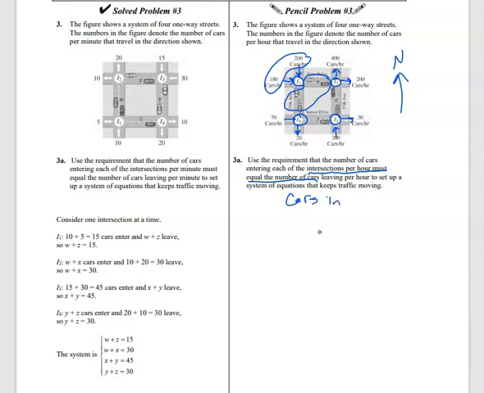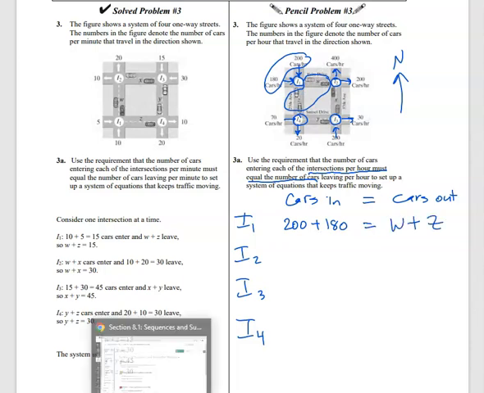I'll even just write that. Cars in equals cars out. And I'm going to do this for intersection 1, 2, 3, and 4. And so we'll come up with how many cars are coming in to intersection 1. There's 180 cars per hour coming in from the west, 200 cars per hour from the north. So that's 200 plus 180. Those are coming in. Now which ones are coming out? It gives us variables for those. W are headed to the east, Z are headed to the south. So the number of cars out are W plus Z.